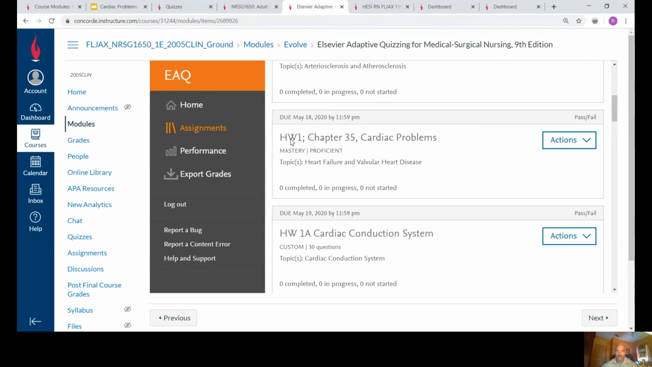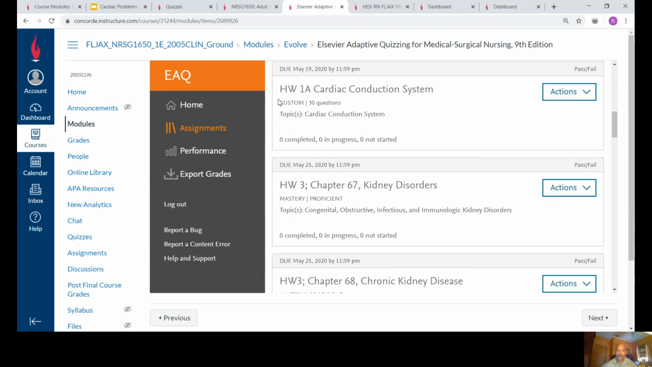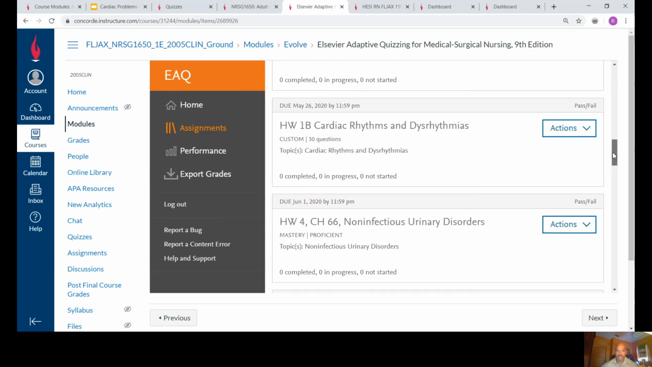Here we have the regular homework 1, which is chapter 35. And then I added homework 1A, which is cardiac conduction system, but you only have 30 questions. You don't have to really level up on this one. And this one will be due on the 19th of May of this month. And then you also have homework 1B. This is out of order for some reason, but this will be due on the 26th. This is a day before your actual first exam, which is on the 27th.